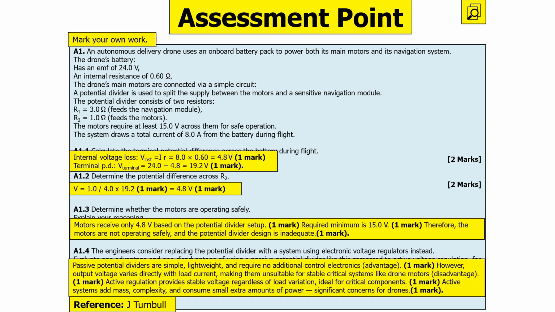Finally, a passive potential divider is simple, lightweight, and requires no extra control electronics. However, the output voltage will vary with the load current, making it unsuitable for a stable, critical system like a drone motor. Active regulation will provide a stable voltage regardless of the load variation, but it does add mass, it does add complexity, and it will consume extra power, which is a significant concern for a drone.